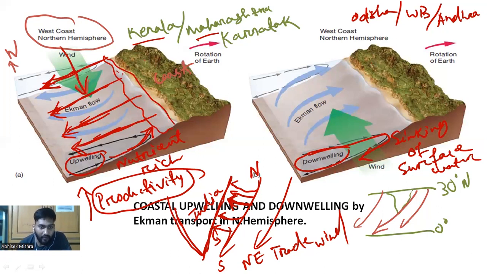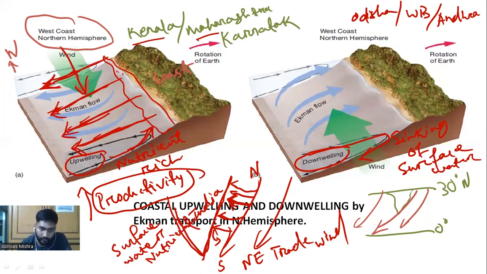So as there is downwelling, the surface water is, again, as I have told, nutrient poor. Surface water is nutrient poor. So in the eastern coast of India, as there is no upwelling, it is mainly affected by downwelling.